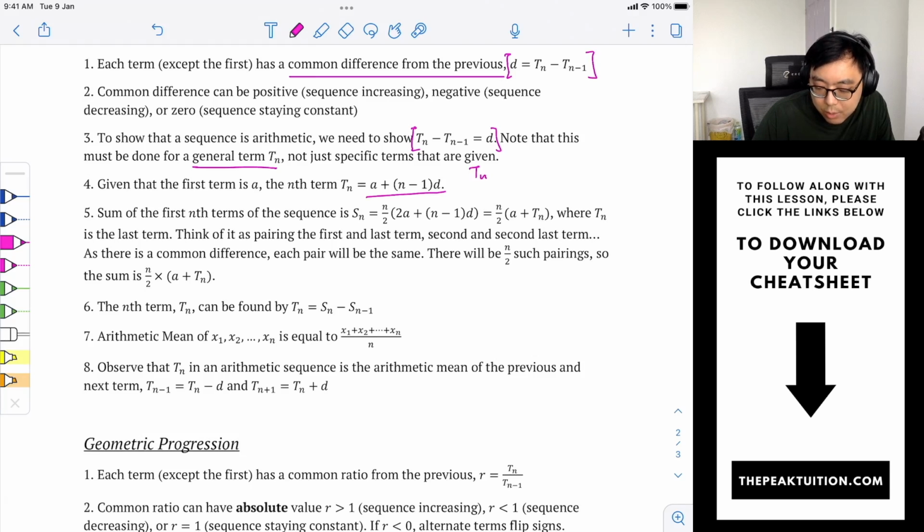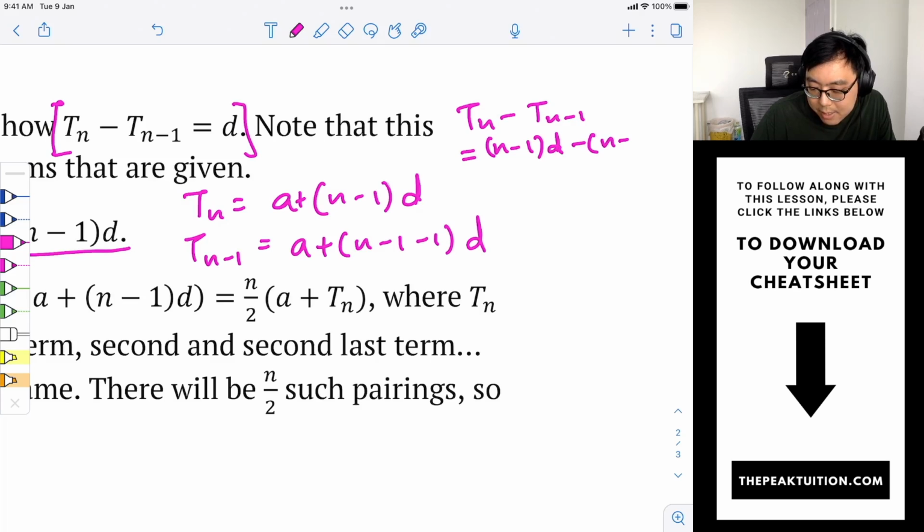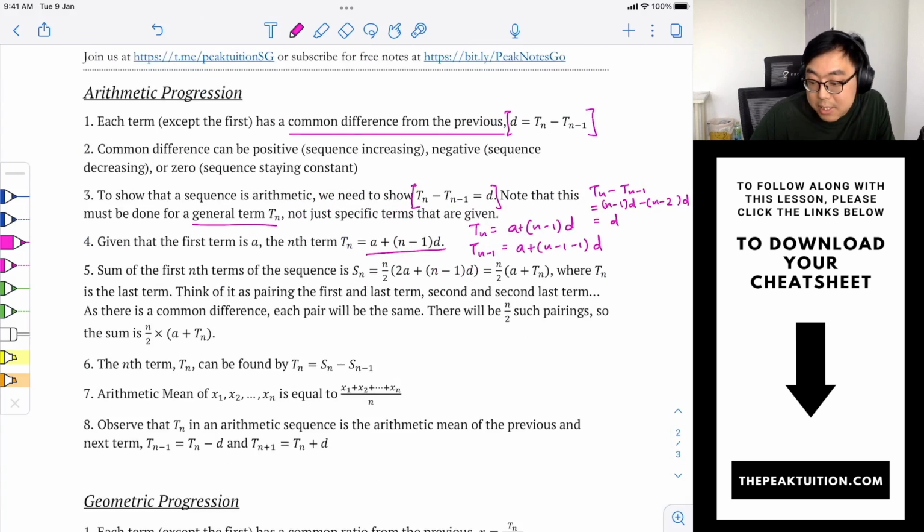So for example, Tn equals a plus (n minus 1)d. Tn minus 1 is a plus (n minus 2)d. And Tn minus Tn minus 1 gives you a minus a is nothing, (n minus 1)d minus (n minus 2)d. In this case, we just write it as minus 2d. This will just give us d. And we can see that difference, this is what is meant by a more algebraic way of showing it. So we cannot take two numbers and just show that the difference is constant.